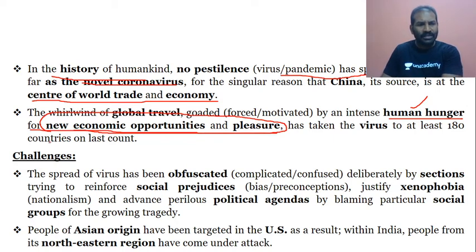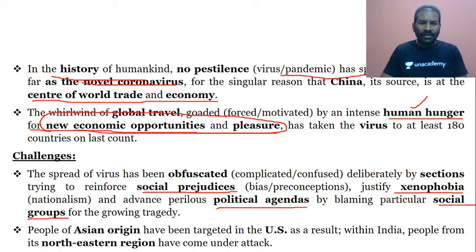So what are the reasons for this? How can we face the challenges? What are the areas of concern with regard to the virus being spread across various countries? We know that the spread of the virus has been complicated by the social prejudices we have. And then we also have xenophobia, which in the sense is nationalism. And then we have some perilous political agendas, and also agendas with regard to particular social groups.